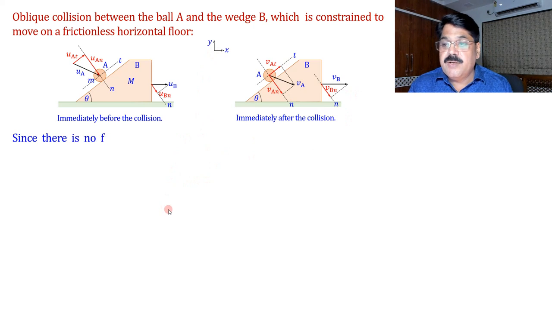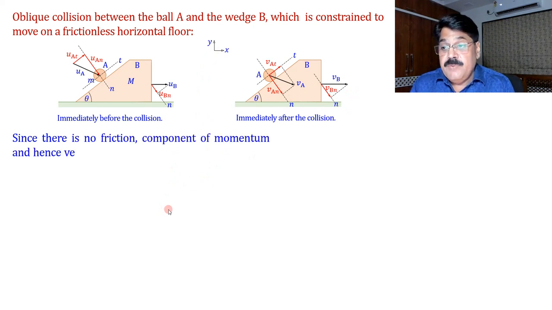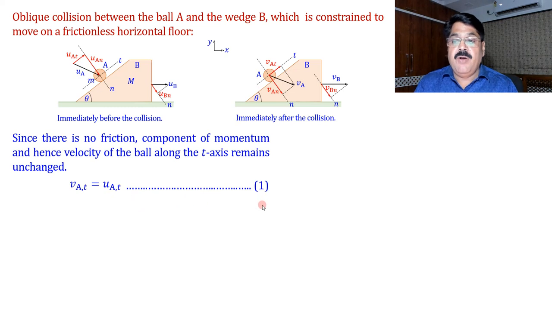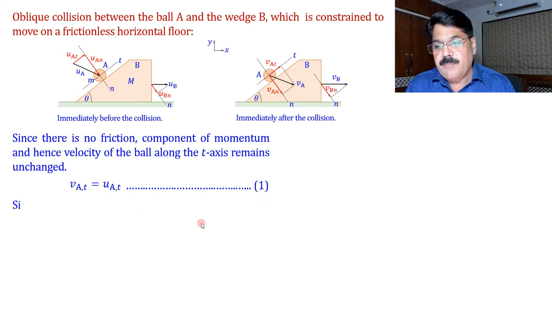Since there is no friction, the component of momentum and hence the velocity of the ball along the t-axis remains unchanged. So what can we write here? VAT is equal to UAT. That we can call equation 1, or it is a direct result.